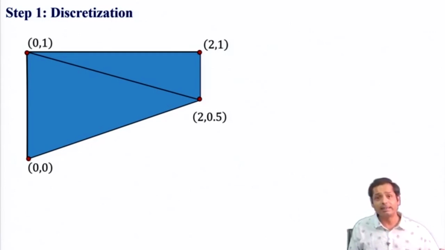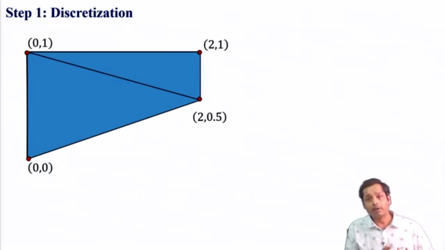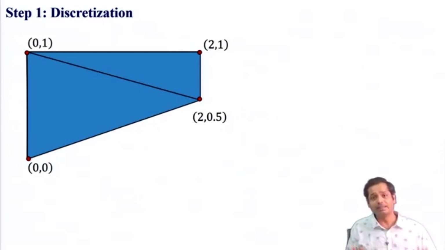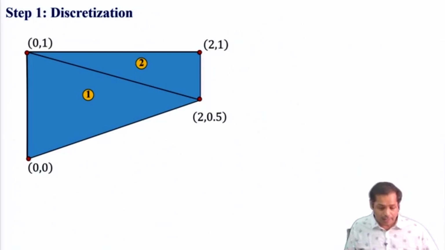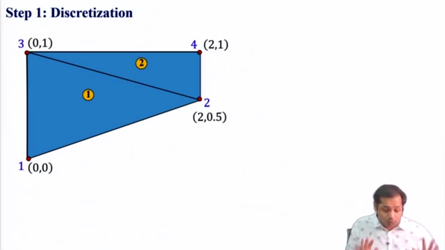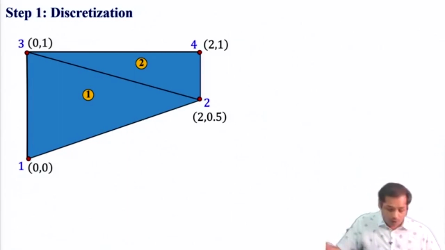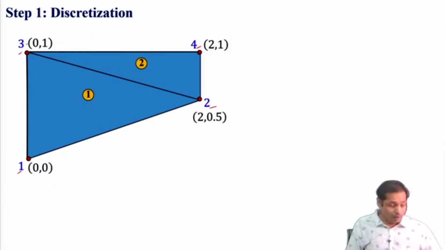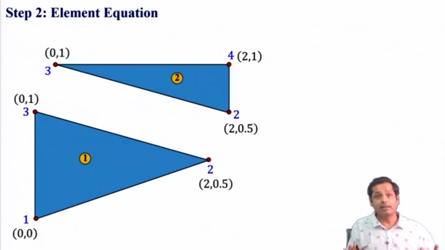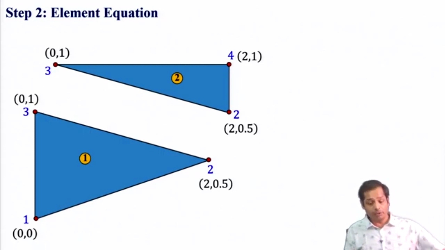The second thing is we want our computation to be relatively easy, in the sense that it is doable manually. So let us take 2 elements, element number 1 and element number 2, and the blue color numbers 1, 2, 3, 4 are the global node numbers. Okay. So this is the discretization. Once the discretization is done, the next step is to write the element equation.